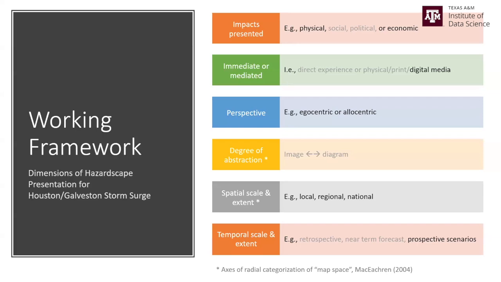So in thinking of these hazardscape presentations for storm surge in Galveston, I'm working within this framework of various dimensions of representing storm surge. So this includes considering what impacts are presented, physical, social, political, or economic. The darker words are the things that I focused on thus far in my work. So looking mostly at physical and economic impacts, immediate or mediated impacts, or rather presentations. Mostly my work is in digital media, primarily maps and apps.